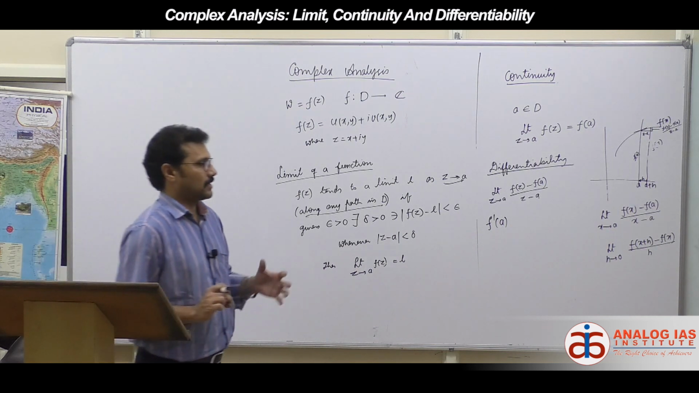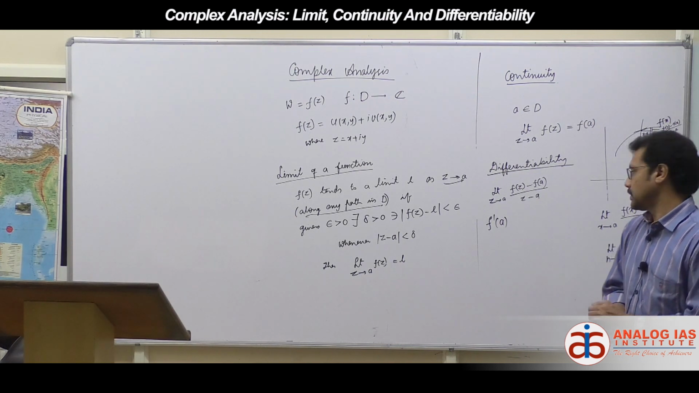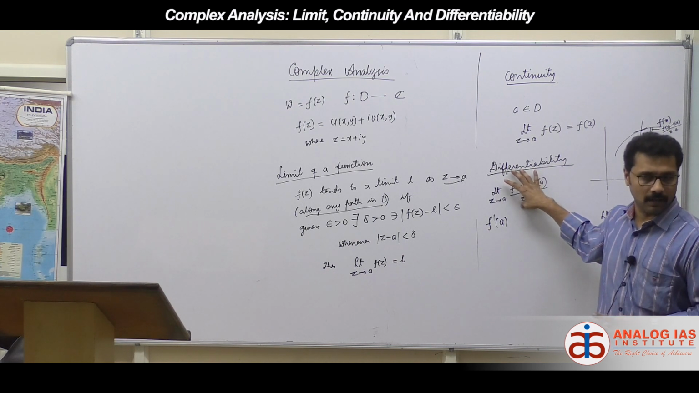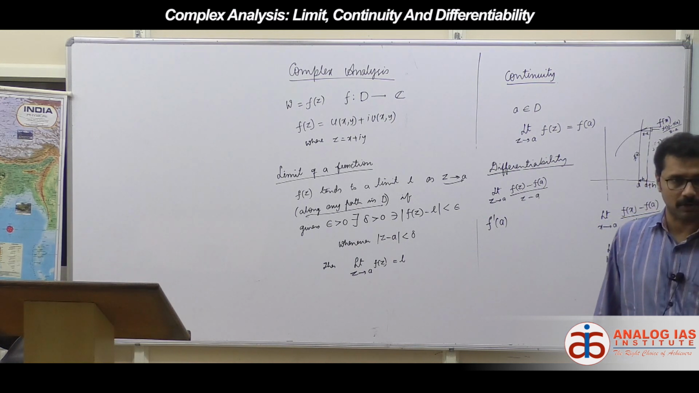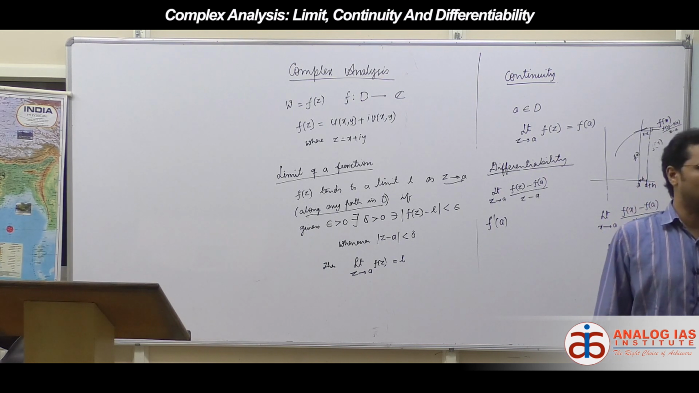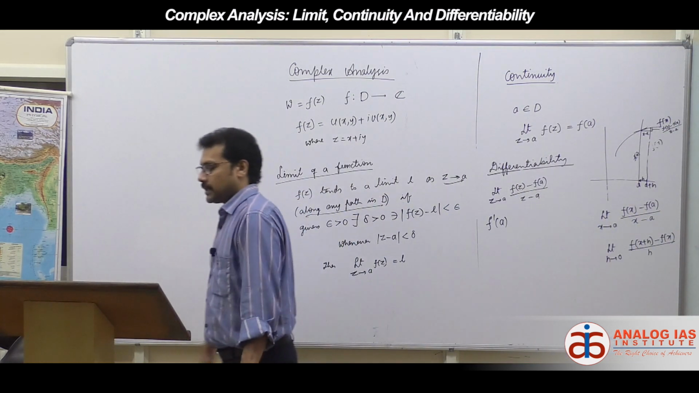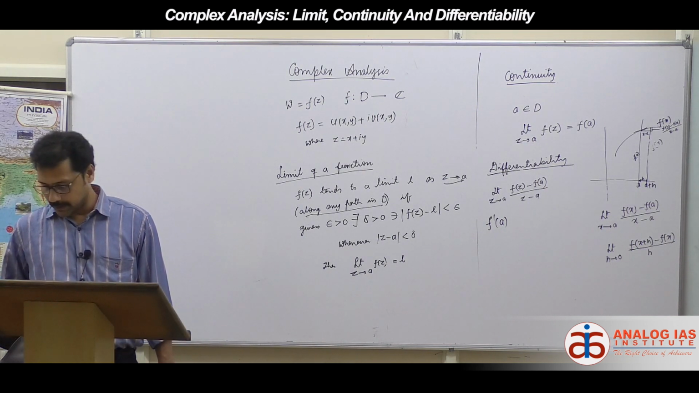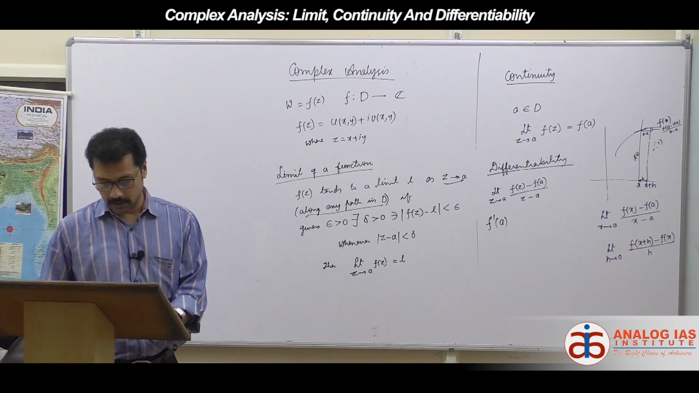There are certain concepts which you already know, which I don't want to go deeper into. One thing that we know is that when a function f of z is differentiable at a point z equal to a, then it is continuous at z equal to a, but the converse is not true. The converse means that if f of z is continuous at a point z equal to a, then it may not be differentiable at z equal to a. Last one: differentiability implies continuity, but not conversely.